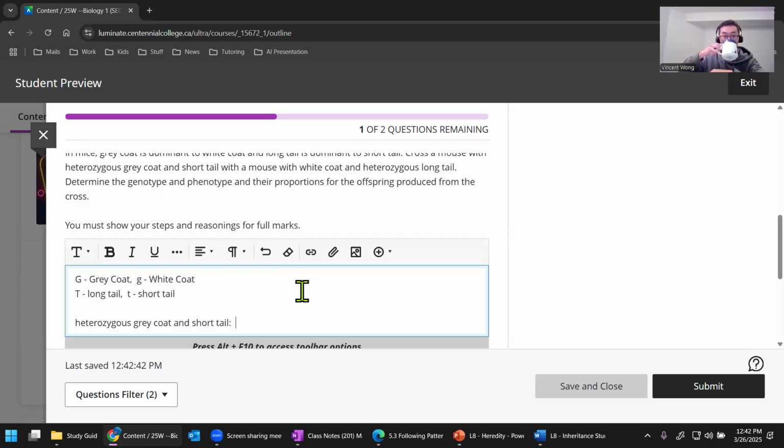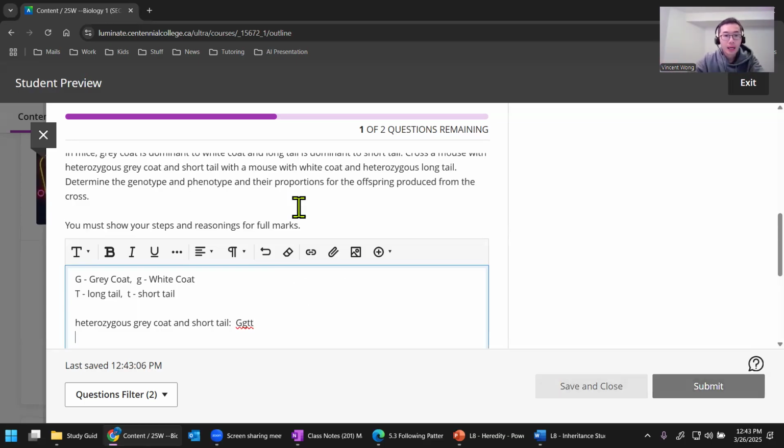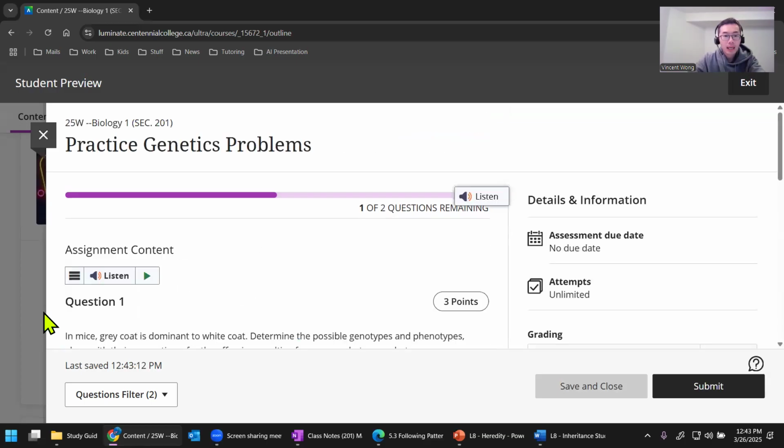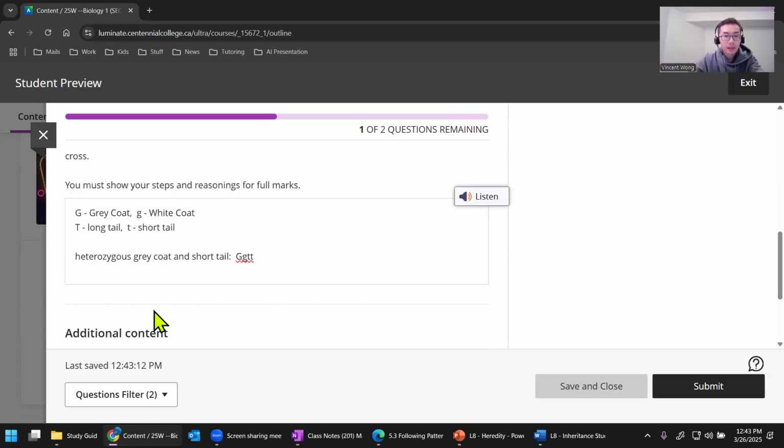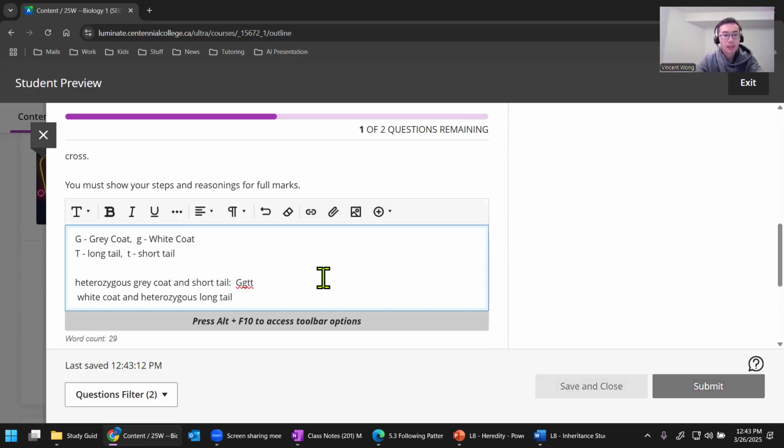Capital G, small g, and short, small t. That's a small t, right? There's only one way to be short tail. It's homozygous. And then the other mouse is going to be white coat and heterozygous long. So if it's white coat, it's small g, and then big T, small t.